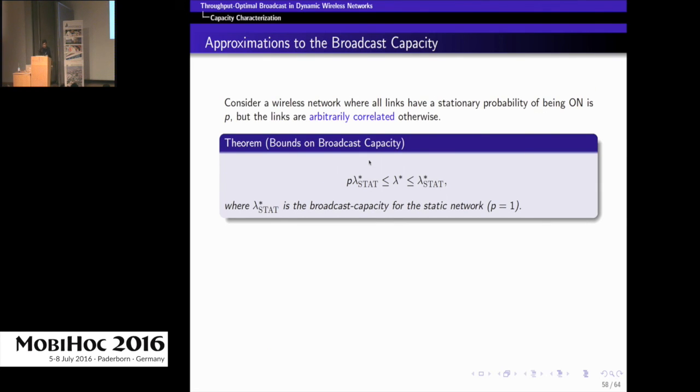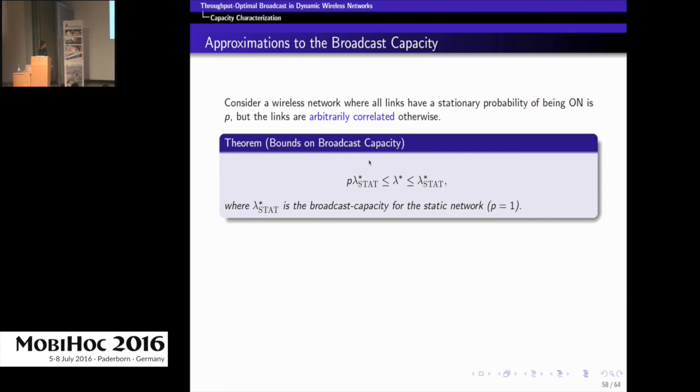Now, some approximation to broadcast capacity. Why do we need approximations? Because our previous theorem only holds when the number of network configurations is polynomially bounded, which might not always be the case. For example, suppose all the links are on or off. Then there are exponentially many network states, that is, Xi is exponentially large. In that case, our previous computation doesn't hold, but we can obtain a bound.